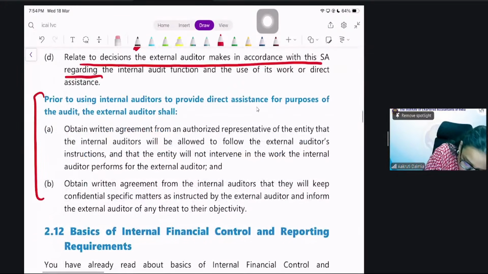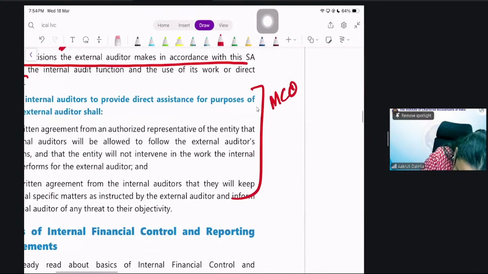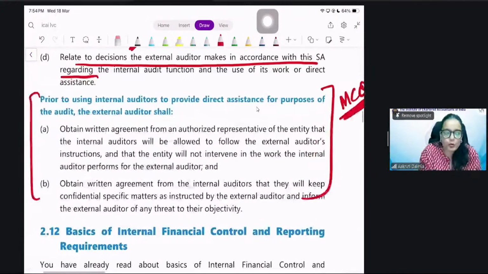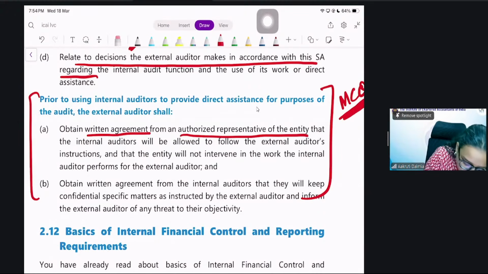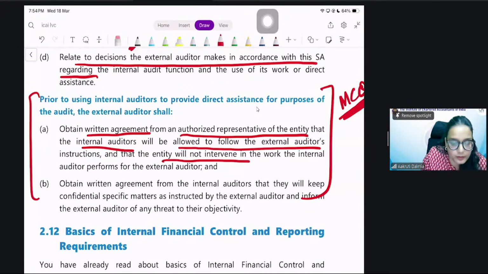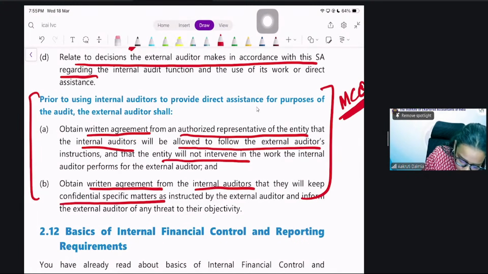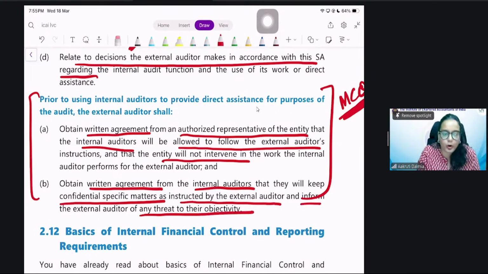Now this too is important for MCQ. If you want to use someone as an internal auditor for direct assistance, you need two agreements. First, you need an agreement from the company that the internal auditor will be allowed to follow my instructions and the company will not interfere. Then I'll take a written agreement from the internal auditor that they will keep the matters fully confidential as requested by the auditor and inform the auditor if there is any threat to their objectivity.